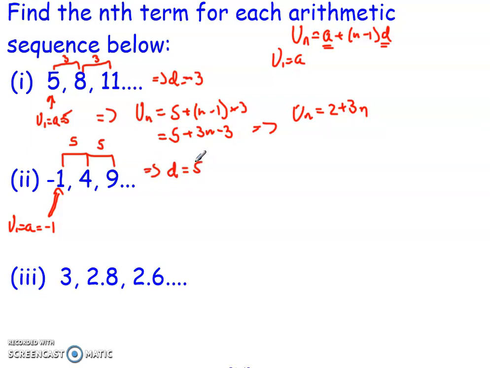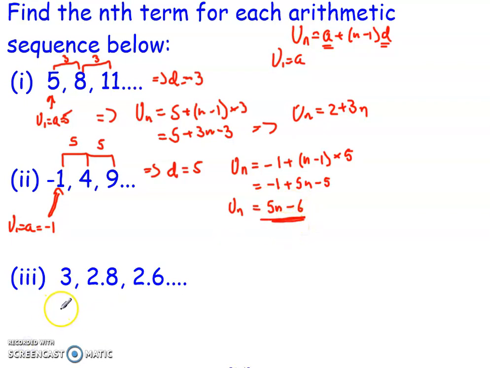So I know both parts of the nth term of my sequence that I didn't know before, plug them in, simplify it, job done. So for this one, I say, right, so un equals negative 1 plus n minus 1 times d, which is 5 in this case. Multiply this out and simplify. So I get negative 1 plus 5n take away 5. So in this case, I can say, fine, un is equal to 5n minus 6. So there you go, formula for the nth term.